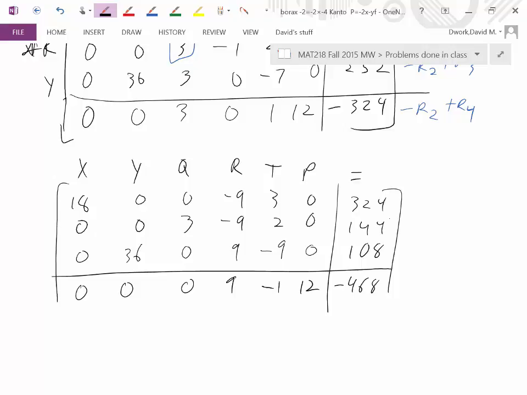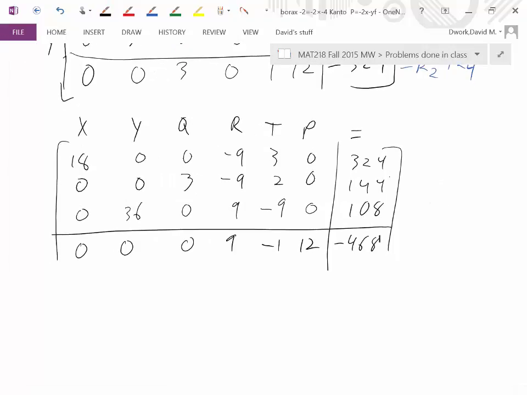So here we go. Let's check our answers and see if we're in our solution region. So here we are. We keep x, keep y, keep q. R is equal to 0. T is equal to 0. All right, so now let's check.